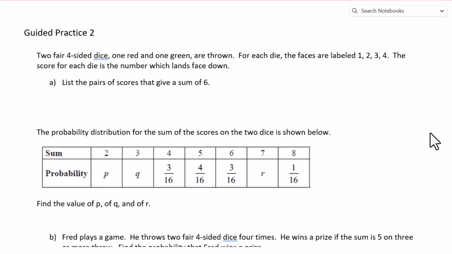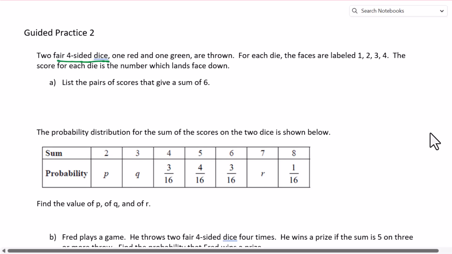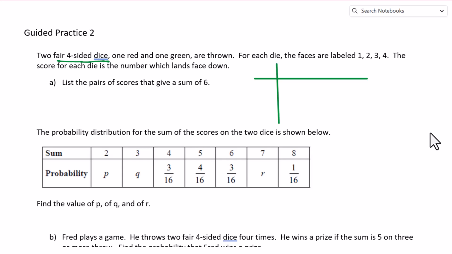Let's go to guided practice 2. 2 fair 4-sided dice, 1 red and 1 green, are thrown. For each die, the faces are labeled 1, 2, 3, 4. The score for each die is the number which lands face down. List the pair of scores that give a sum of 6. Let's list all the outcomes.